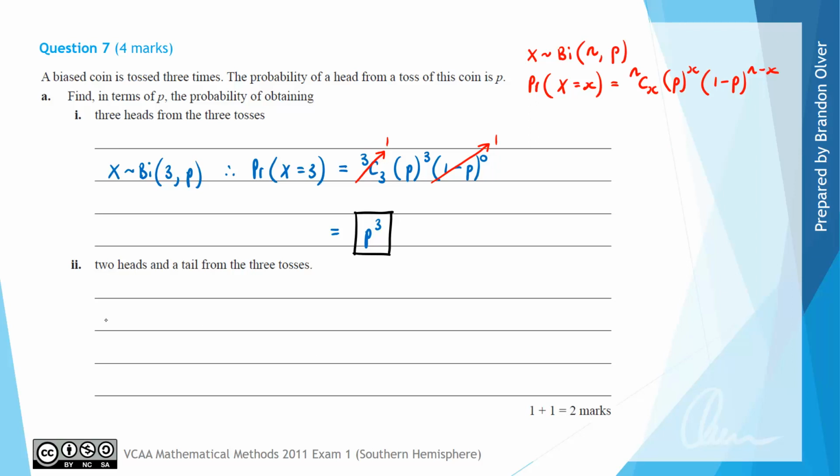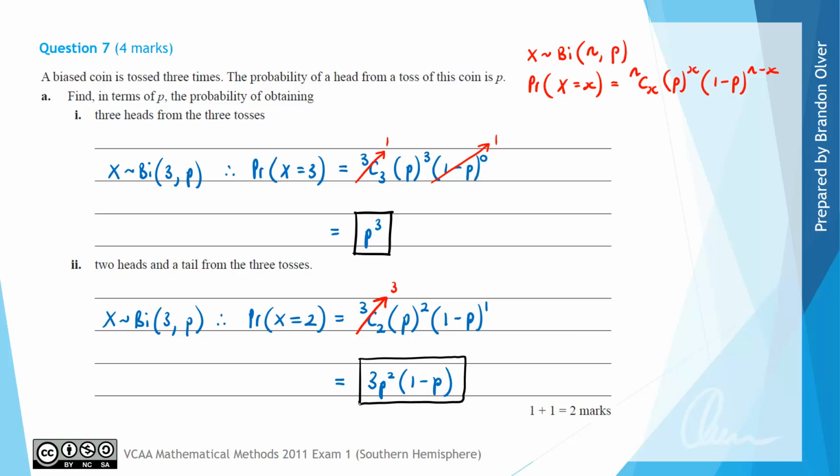For part B, we still have x is distributed binomially with 3 trials and a probability of obtaining a head from a toss of p. And now we're asked for the probability of 2 heads and a tail, so the probability that x is equal to 2 is equal to 3 choose 2 for the heads, multiplied by the probability of success to the power of the number of successes, which is 2, and then 1 minus p, the probability of failure, to the number of failures, which is 1. That would simplify to 3 choose 2, there's 3 ways of that happening. So this is going to be 3p squared times 1 subtract p. And that is the answer to the second part of part A.